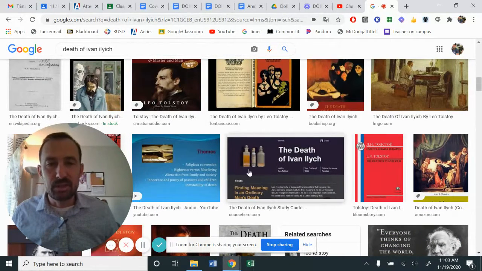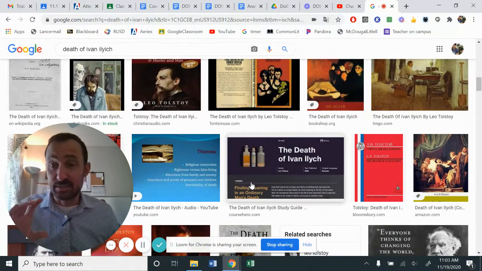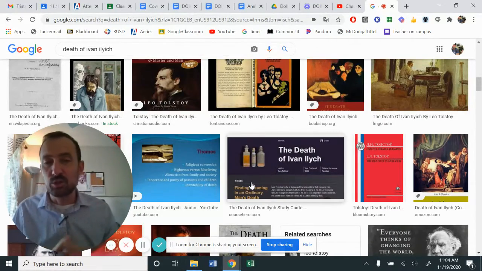This is one that I really liked. I don't even think it's a book cover. Actually, no, it's a study guide. But they've got pill bottles here. And I thought that was very interesting because there is the part where Ivan is kind of addicted to opium, and that's his go-to. However, it's not dealing with the pain. So it'd be interesting to set up the death of Ivan Ilyich and have pill bottles all over the place.